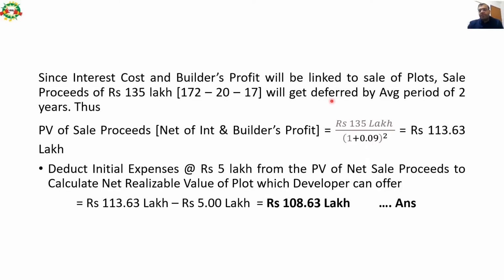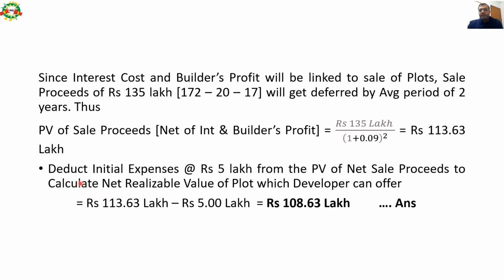So this will get deferred by an average period of 2 years. So the interest cost and gross receipt we will get during a period of 4 years and an average period of 2 years. Interest we are supposed to pay during a period of 4 years and an average period of 2 years, and likewise the builder's profit will also be deferred for the next 4 years, and we can assume an average period of 2 years. So accordingly, the present value of net sale proceed, which is the sale proceed net of interest and builder profit, is equal to 135 divided by 1.09 raised to power 2. So it is the capitalization method which we had discussed in the previous slide. So the present value of these 135 lakh rupees is 113.63 lakhs.